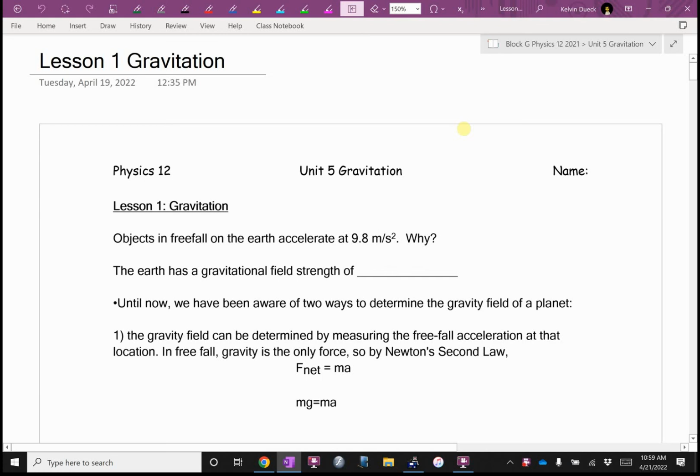So I've taught you that objects in free fall near the Earth, if we ignore air resistance, I added a whole bunch of conditions there, accelerate at 9.8 meters per second squared. Why? Well, it's because the Earth has a gravitational field strength of 9.8 newtons per kilogram.